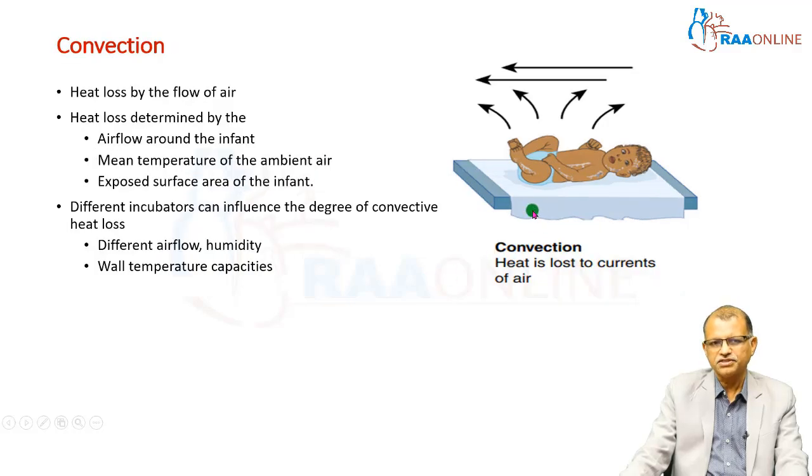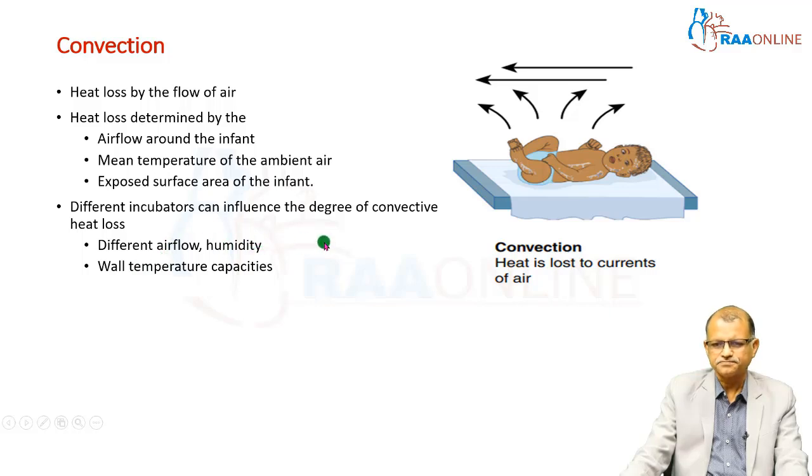Convection heat loss, as we already mentioned, happens by flow of air, heat loss to the air flow. Again, it is determined by air flow around, how fast the air is blowing, and at the same time the mean temperature of the ambient air. And apart from that, the exposed area, how far the baby is exposed to this air flow, again makes a difference in convective heat loss. Different incubators can influence the degree of convective heat loss. For example, different air flows. Incubators have got different air flows and different humidities. So these two, again depending on the walls, like single wall or double wall incubator, have influence on the heat loss due to convection.